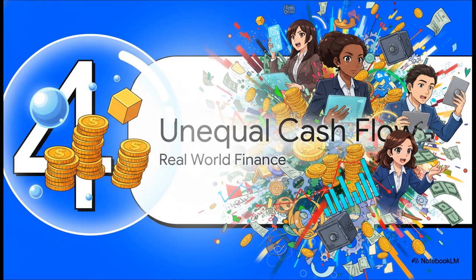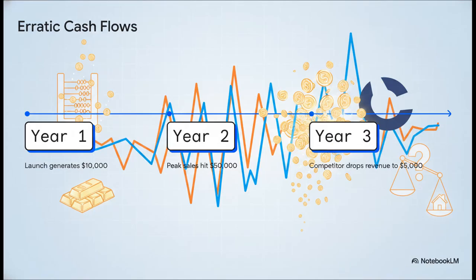It is time to leave the neat, theoretical, textbook world of perfect lump sums and step into the messy reality of corporate finance. In the real world, our projects usually look more like this. Year 1, we generate 10 grand as we launch. Year 2, boom, we hit peak sales of 50 grand. But then in year 3, a competitor swoops in and revenues drop to 5,000.